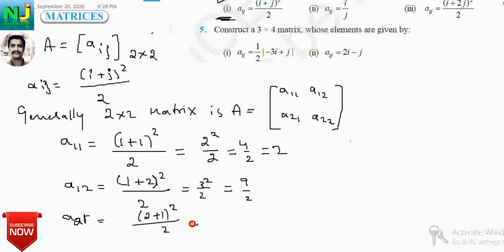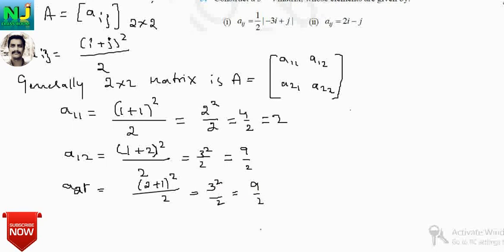So it is equal to 3 square by 2. Again it is equal to 9 by 2. So what is the next one? The next one is very simple. The next one is a22, second row second column.